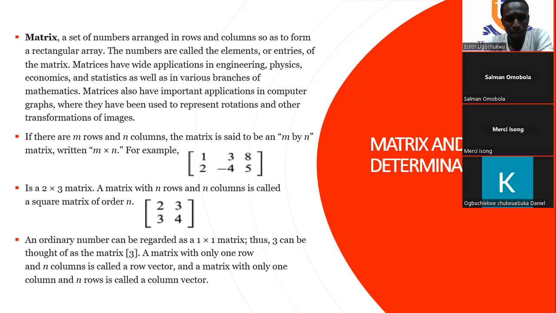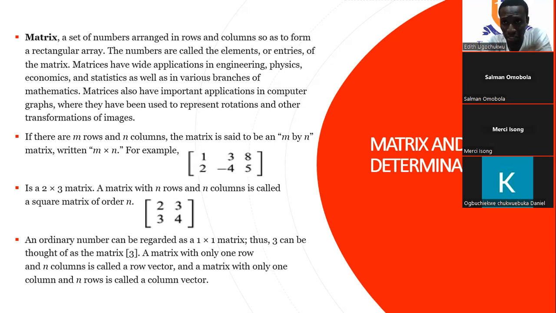So we have what we call the order of a matrix. The order of a matrix has to do with how matrices are arranged. This particular one here is a 2 by 3 matrix, like I said already. The second illustration here is a 2 by 2 matrix, so it has 2 rows and 2 columns. You can see this particular matrix has 2 rows and 3 columns.